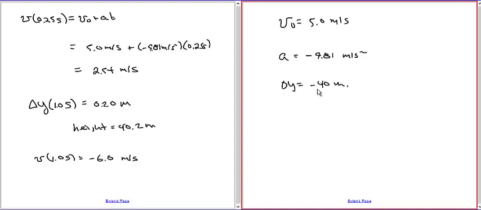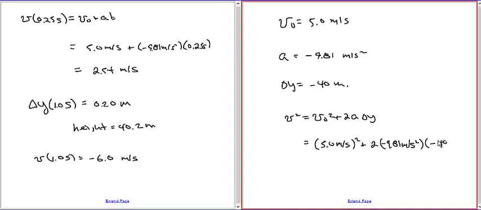So once you let go of that box, it's going to drop 40 meters from its initial place. Now it's going to go up a couple of meters and then fall down, but the net distance that we lose. And so we're trying to calculate v and t. So we can use the trusty equation number 4 here. So v squared equals v0 squared, 5 meters per second squared, plus 2 times a, which is negative 9.81 meters per second squared, times delta y, which is negative 40.